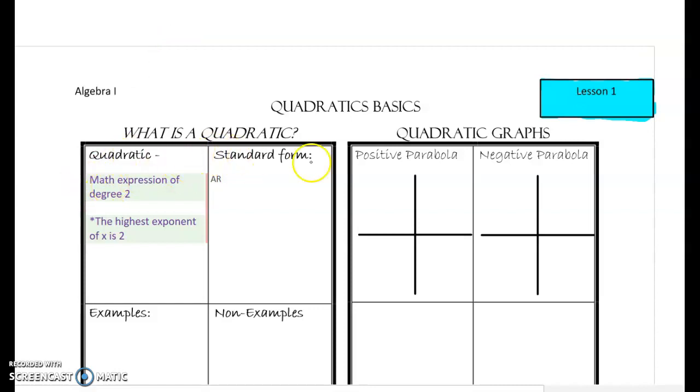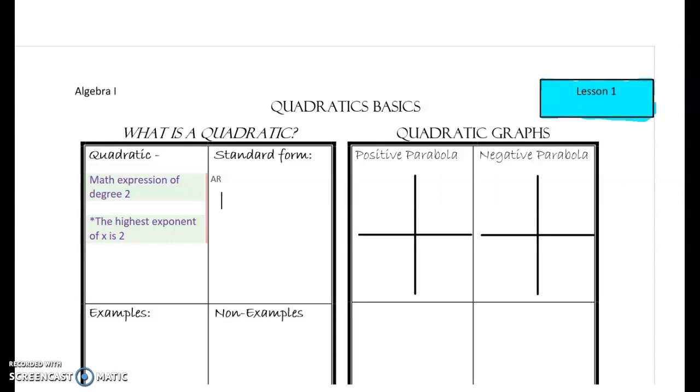And I already have it in here as far as the definition. A quadratic is a math expression of degree 2, which means that the highest exponent of x would be 2. In standard form, you will see the standard form of a quadratic in a few different ways.